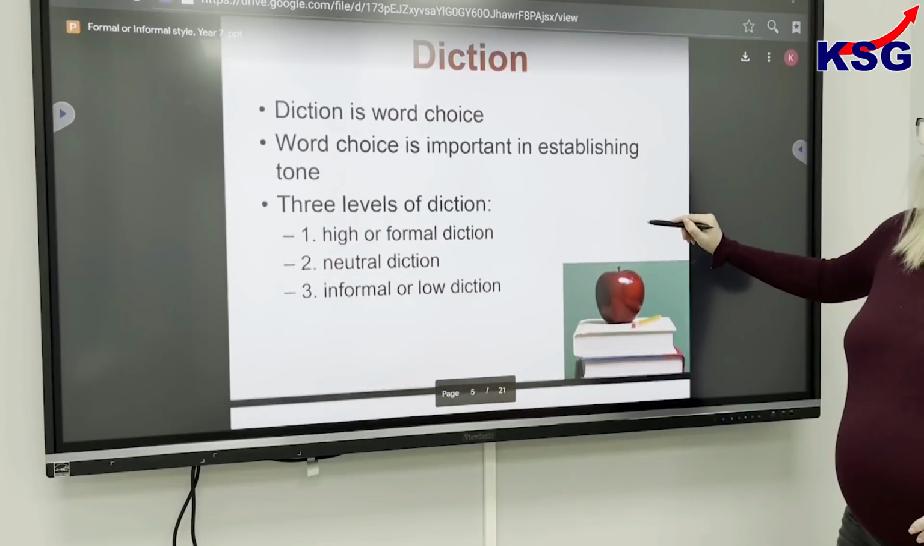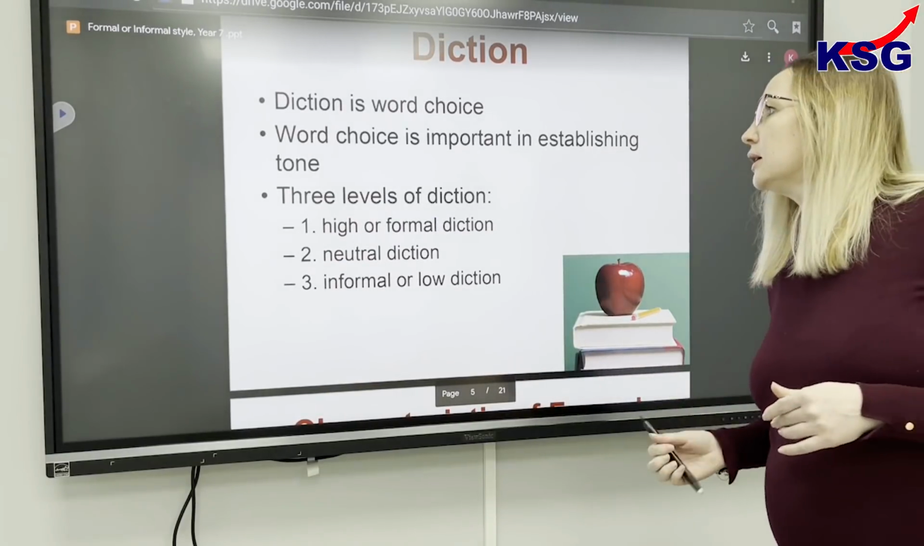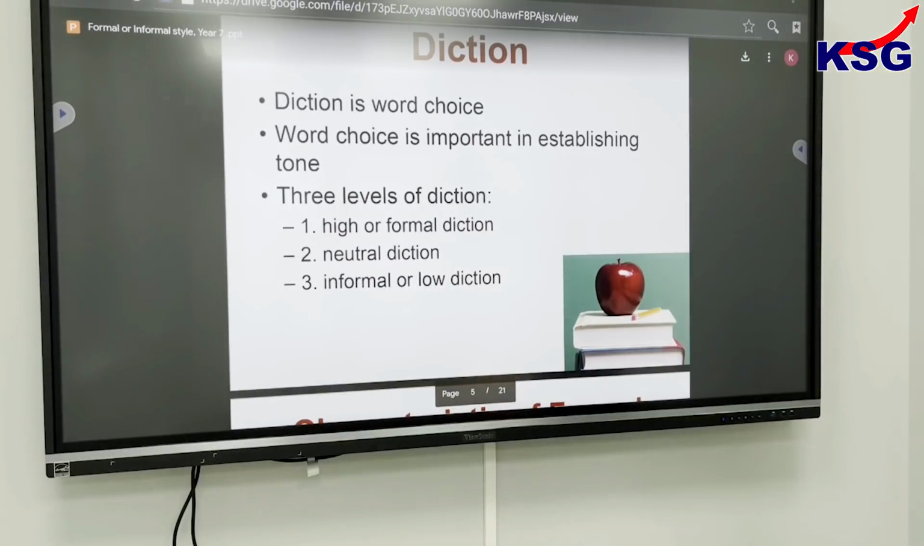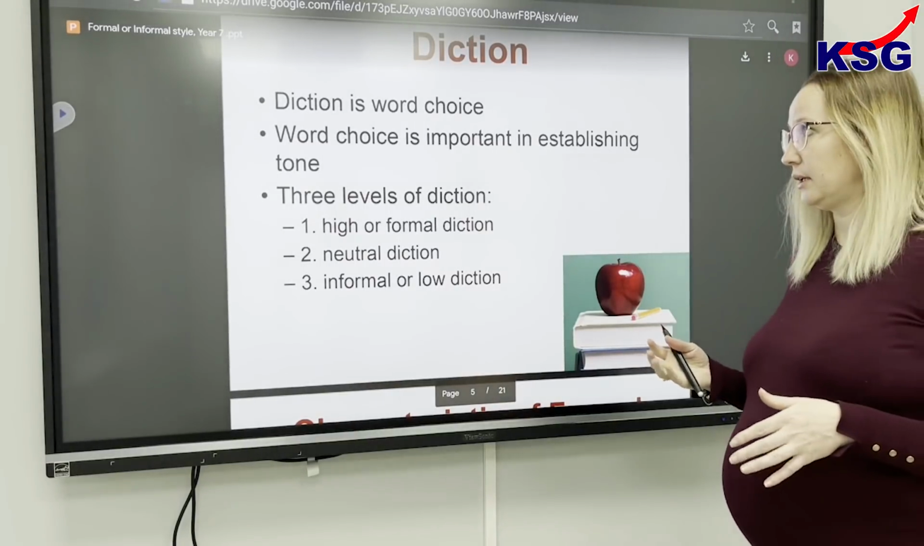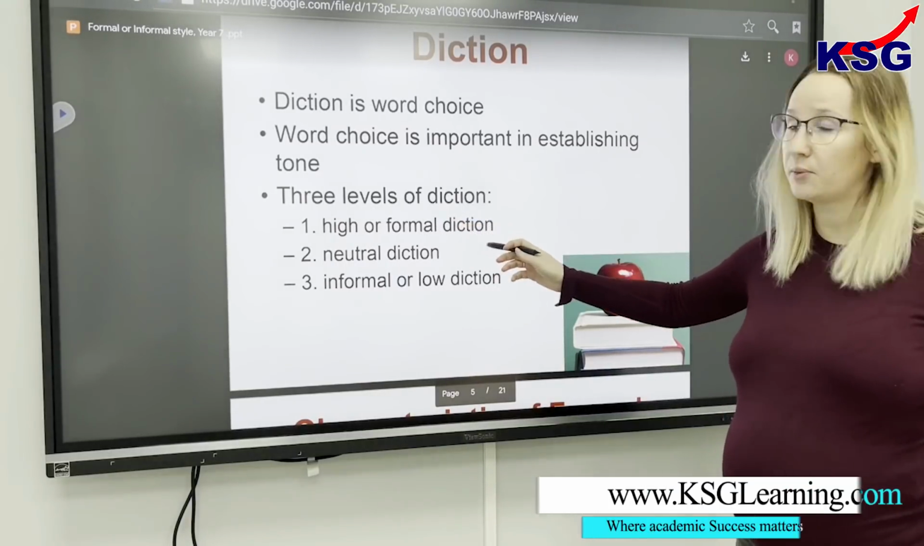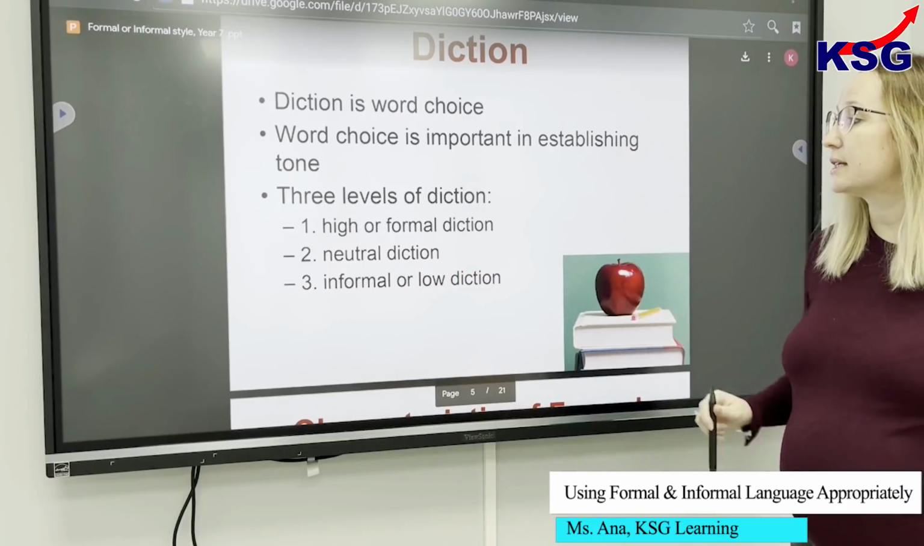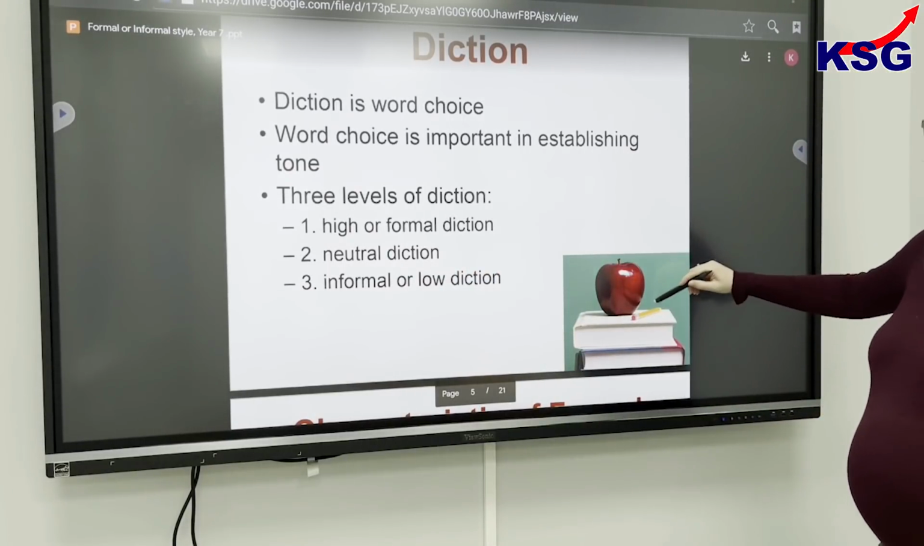What is diction? Diction is word choice. It is important in establishing the tone. And we have 3 levels of diction. The first one is high or formal diction. The second one is neutral diction. And the third one is informal or low diction.